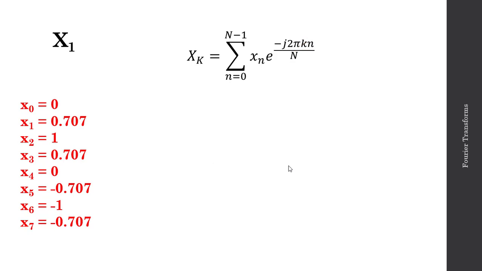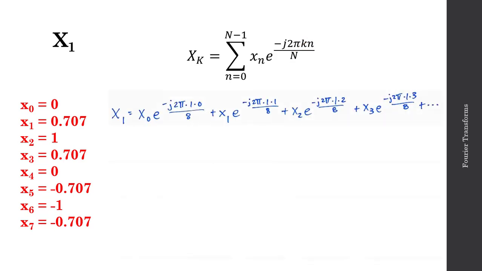Now the X sub 1 term is a little bit more interesting. Let's write the sum here, and let's start with the x0 term. We'll multiply that by e to the minus j times 2 pi times k, which in this case will be 1, times n, which will be 0, and we'll divide that by capital N, the number of samples, so that'll be 8. And we'll add to that x1 times e to the minus j 2 pi times 1, now times an n, which is going to be 1, divided by 8, and so on and so forth.